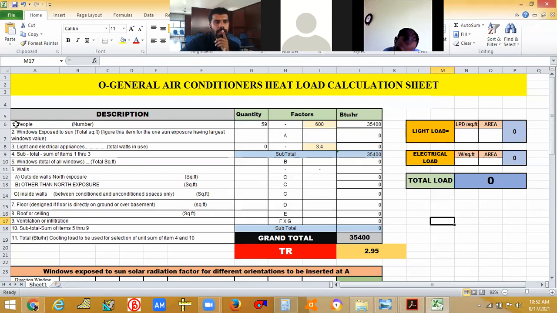You just see here, there are 11 descriptions. According to that, whatever values we have to give here, we have to give. Then everything will be added here and converted to tons of refrigeration. Fine, so our people is over. The quantity is given and automatically it is multiplied with the factor 600, and its BTU per hour is already given here. So our first description is over. The first description was people.